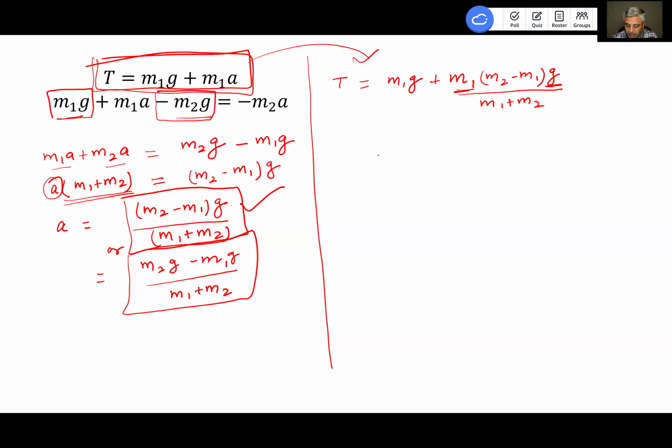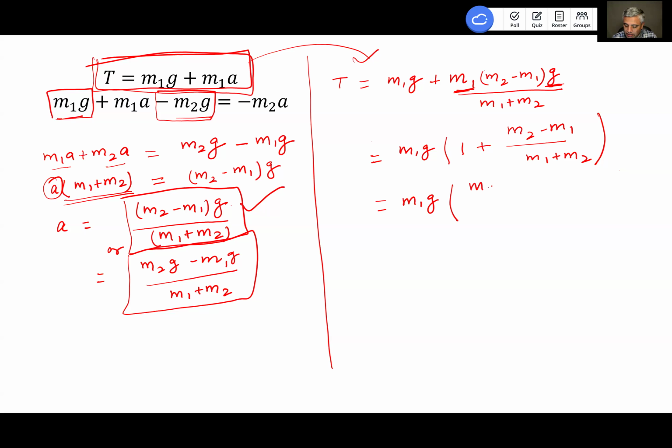It's just fine. But to keep things a little bit simpler, I am factoring M1G out. Means this M1G and M1G also going to go from there. So what's left is this M2 minus M1 over M1 plus M2. So now I'm going to go and do the regular add operation.